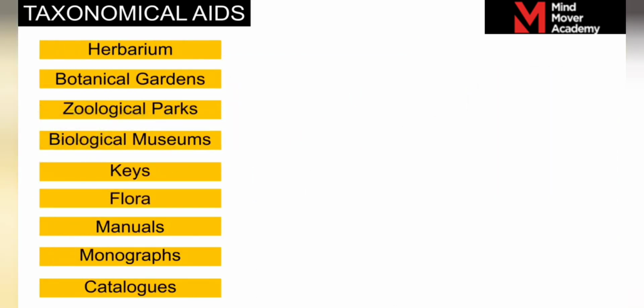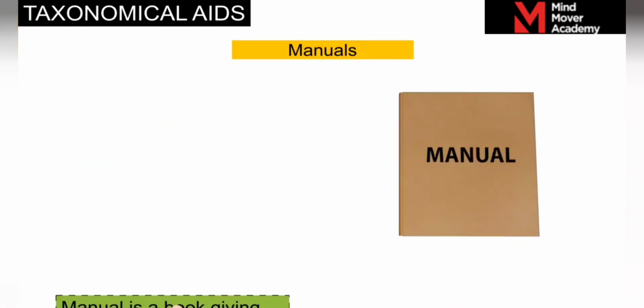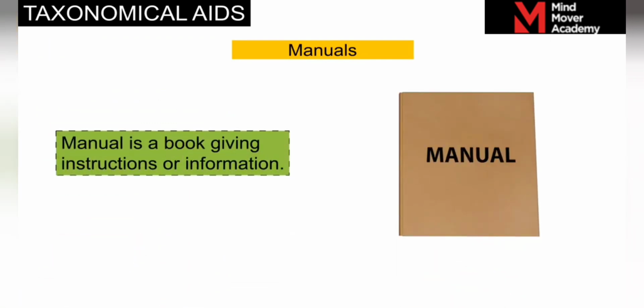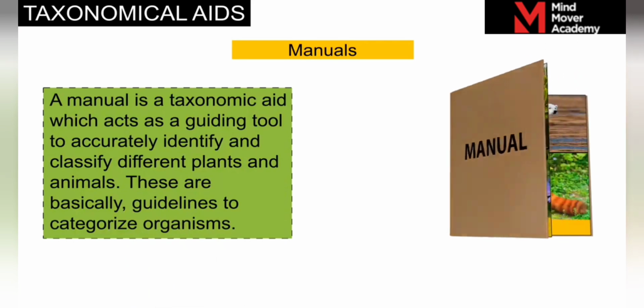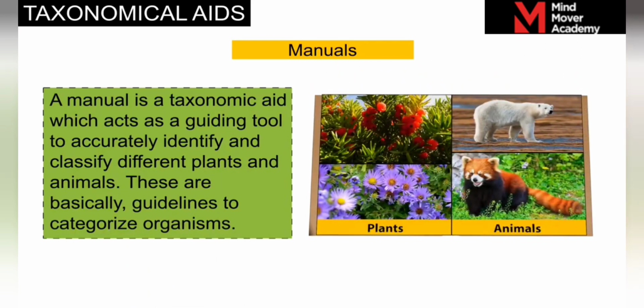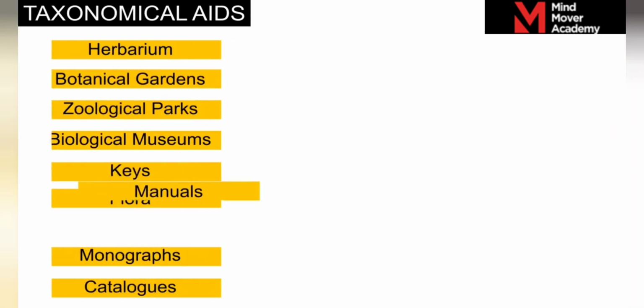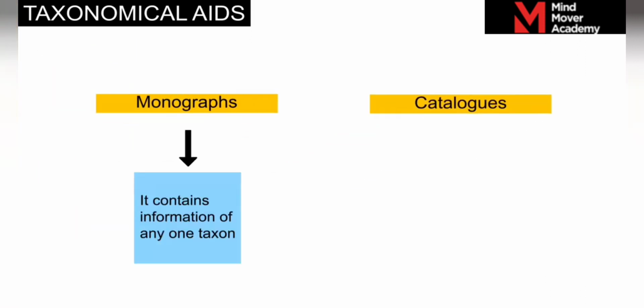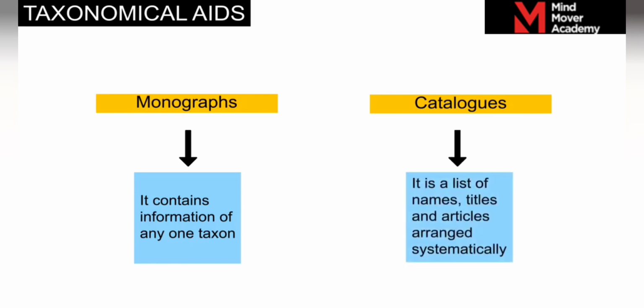Alright, now let's talk about what are manuals. Simply put, a manual is a book giving instructions or information. A manual is a taxonomic aid which acts as a guiding tool to accurately identify and classify different plants and animals. These are basically guidelines to categorize the organisms. Now we also have monograph that contains information of any one taxon, while a catalog is a list of names, titles, and articles which are arranged systematically.